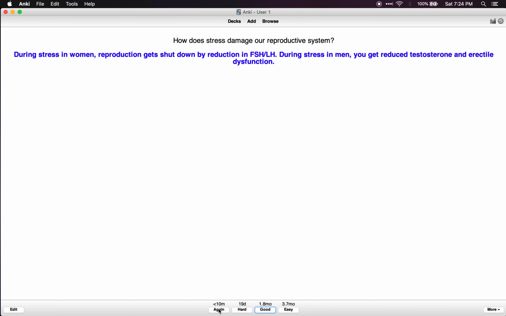Okay, come on, 120 more. During stress in women, reproduction gets shut down by reduction in FSH and LH. During stress in men, you get reduced testosterone and erectile dysfunction.